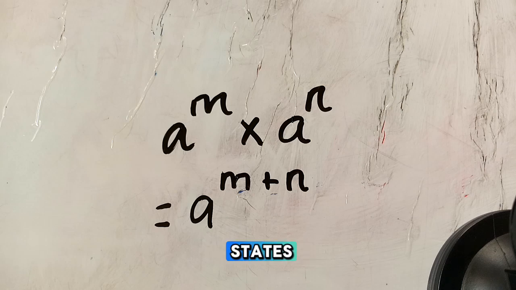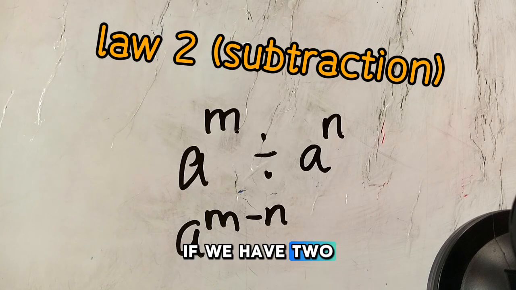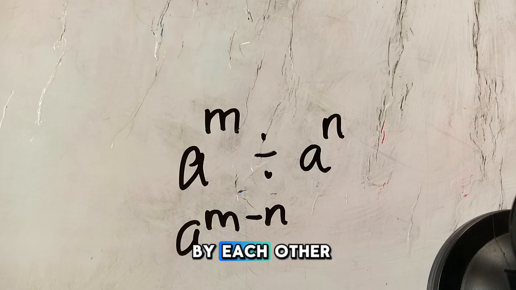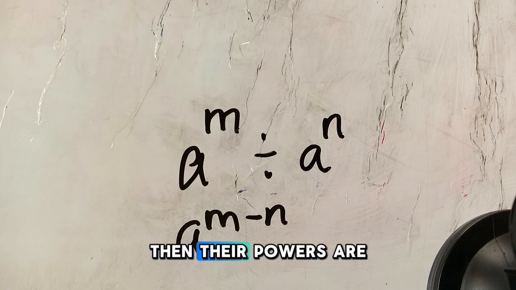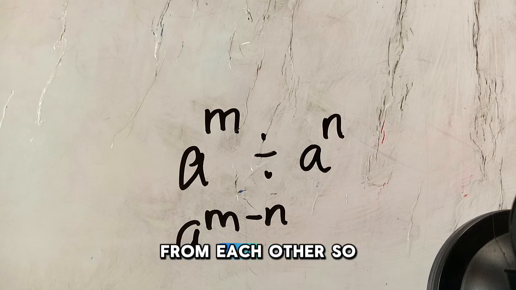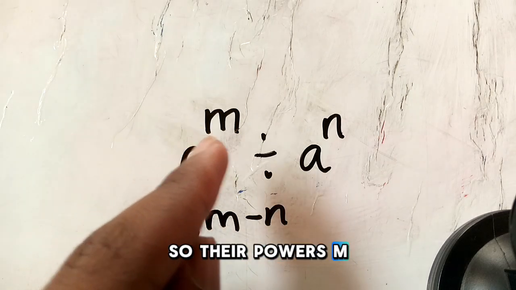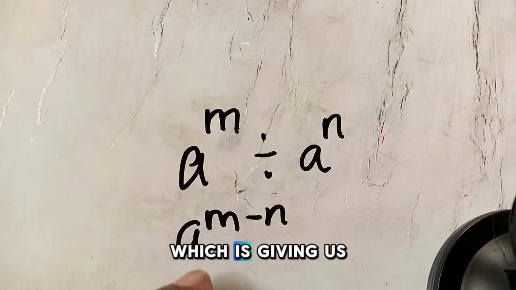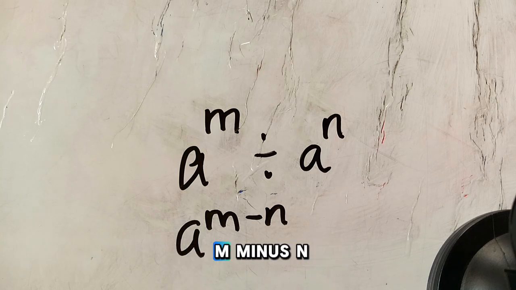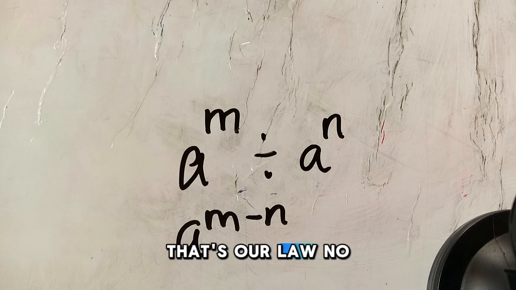Law number 2 states that if we have two indices which are being divided by each other and they have the same base, then their powers are going to be subtracted from each other. These two indices have the same base, so their powers m and n are being subtracted, which gives us a to the power m minus n. That's our law number 2.